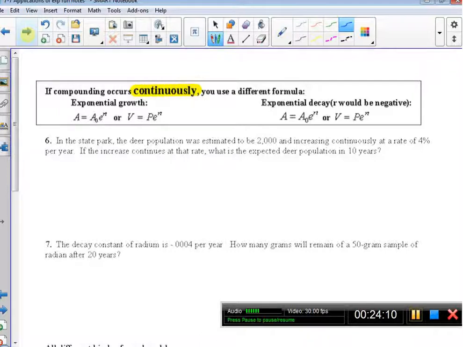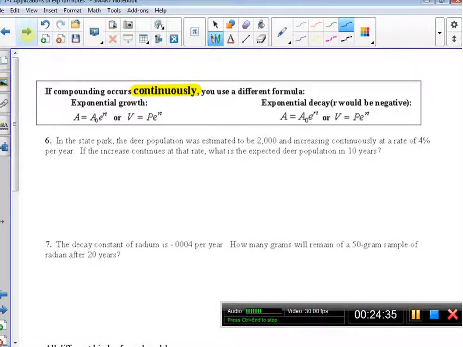So if you're doing something continuously, this happens with these decays and some deer population. That's why there's so many deer. So you need a different formula. Okay, so the formula is A equals P e to the rt. There's different variations, as you can see. So let's put one to work here.